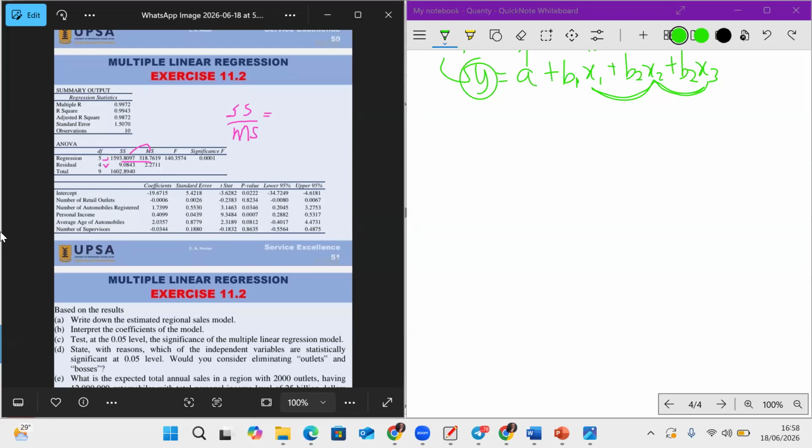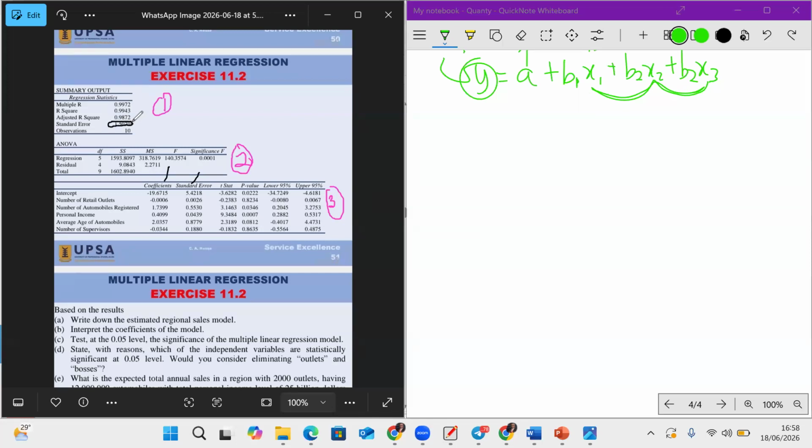Let's continue. So this is the first table, this is the second schedule, and this is the third schedule. I'll be mentioning them. Now, in the third schedule, we have the coefficients here. We have the standard error. This standard error is for the entire work.